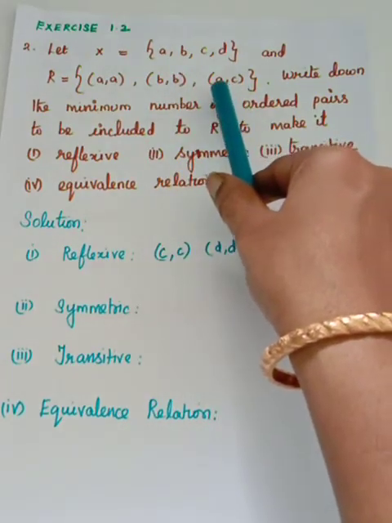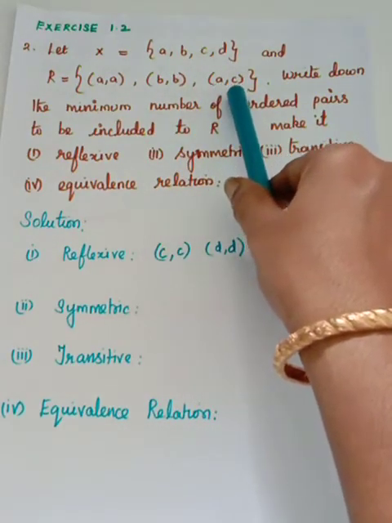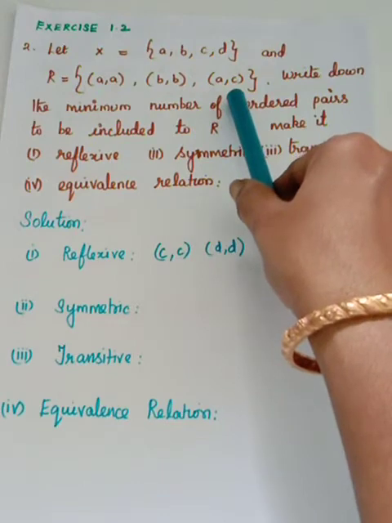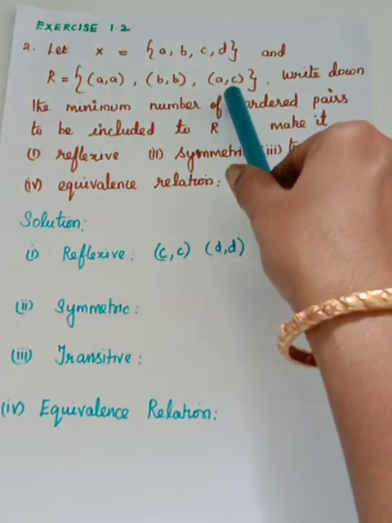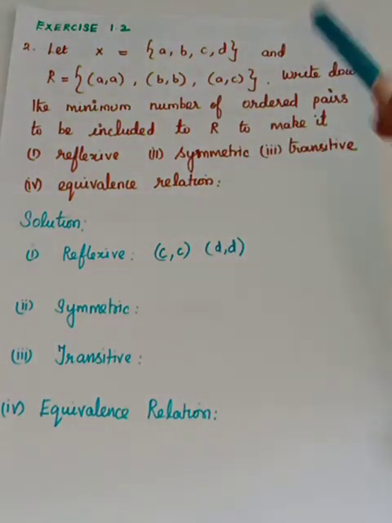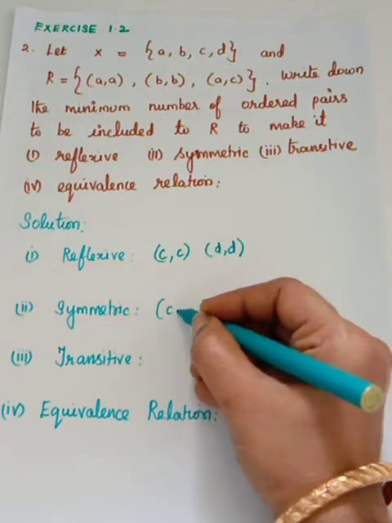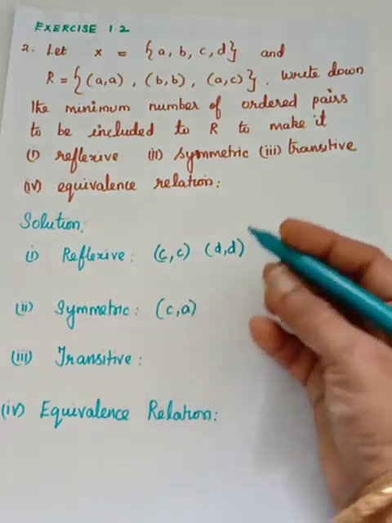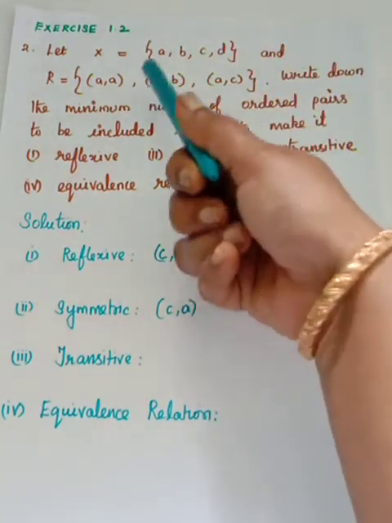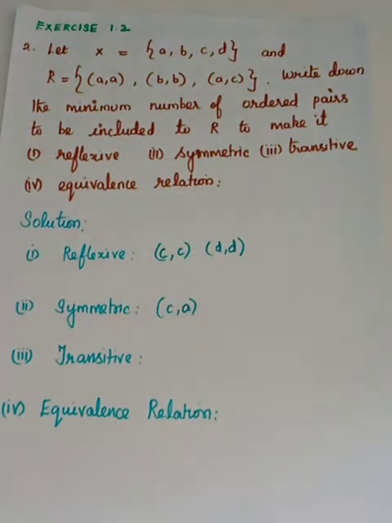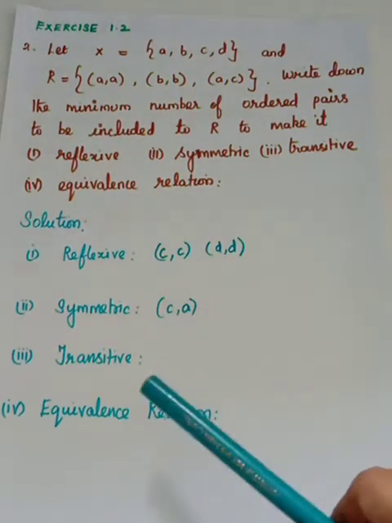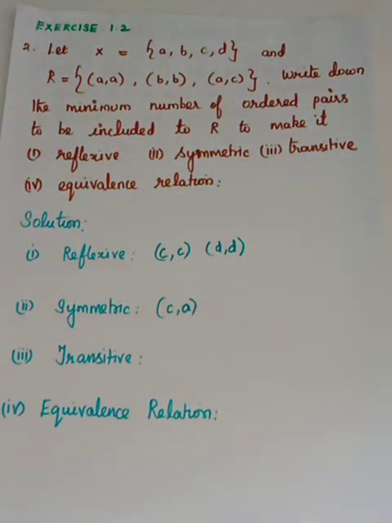You see that a comma c belongs to R. So if it is symmetric, which ordered pair should be included? C comma a. Okay, so therefore the ordered pair c comma a should be included. If we include it, that relation is symmetric.